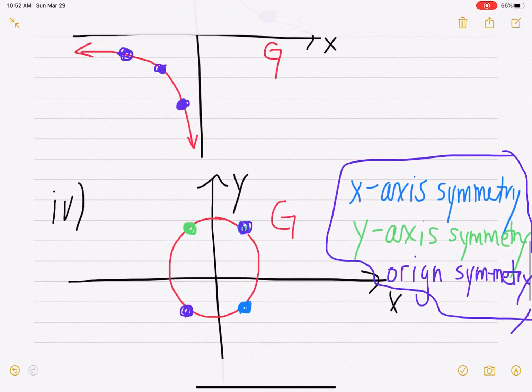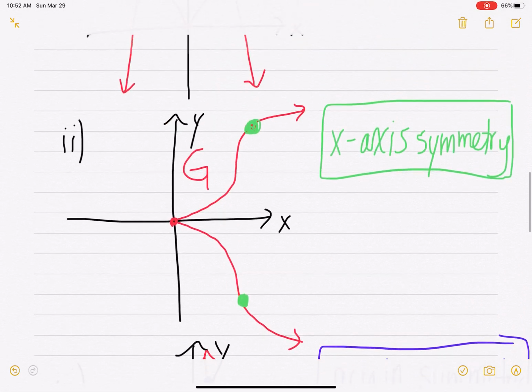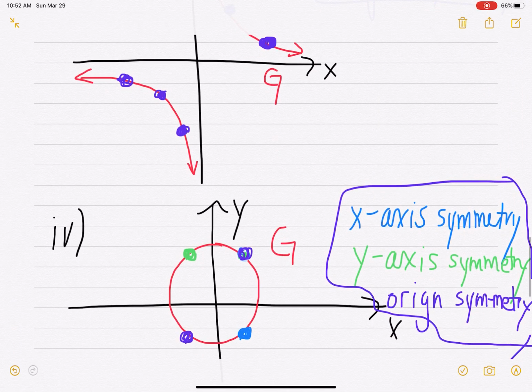All right, so this is just visually being able to inspect and tell if a graph has symmetry. What we want to be able to do is not just look at the graph. We want to be able to look at the equation and somehow tell from the equation, because a lot of times we don't have the graph of the equation. So we'll be looking at that in our next video.